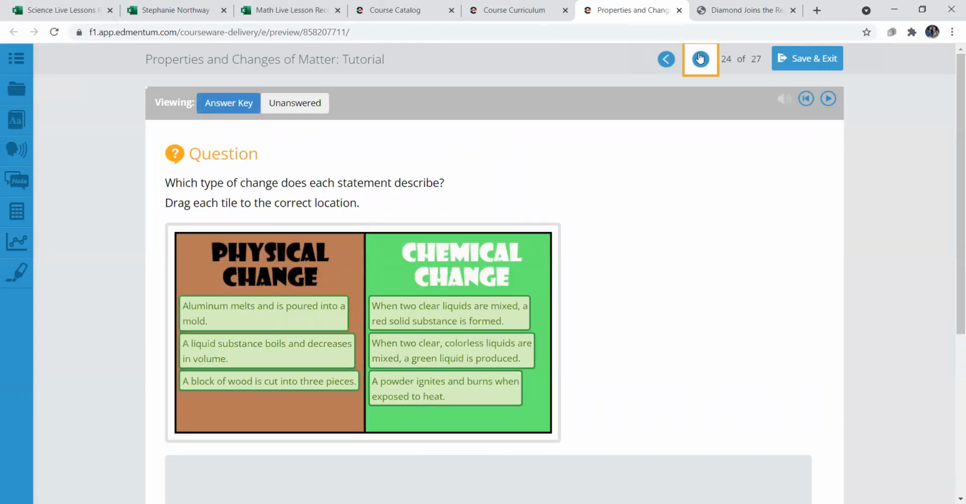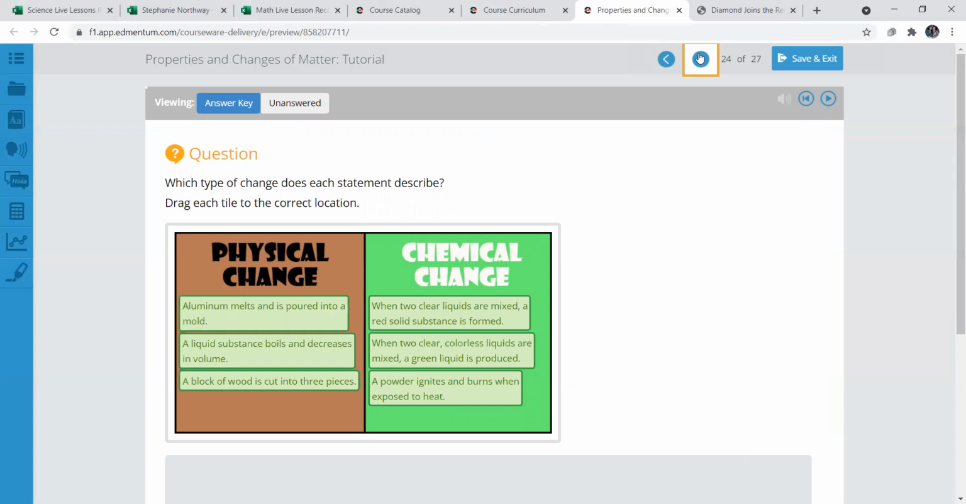So physical change, we will do this question too, just so you get a better idea. Physical change: aluminum melts and is poured into a mold. So that's just melting it. It's still aluminum, so it's just melting. A liquid substance boils and decreases its volume, boiling water. A block of wood is cut into three pieces. If you saw, I did a similar mini lesson with physical changes where I cut a piece of paper into four pieces, and you can put it back together how it used to be.